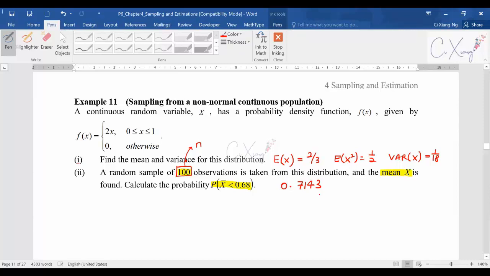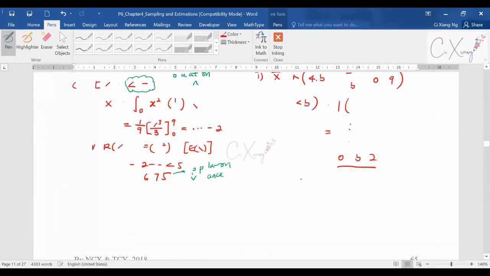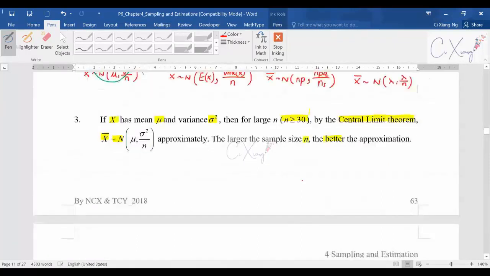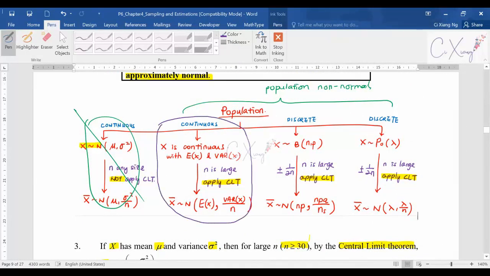Okay, all right. So this is what we have for all the 3 examples that we discussed now. They actually belong to the second case in our summary. Okay, so all the 3 examples that we discussed so far are this second case. Our population is continuous, but they are not normal.